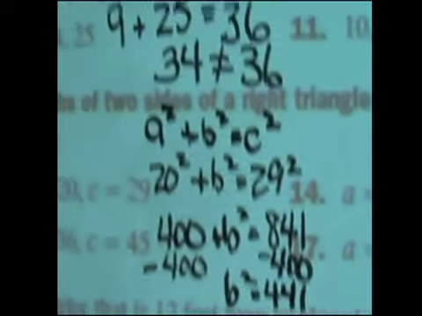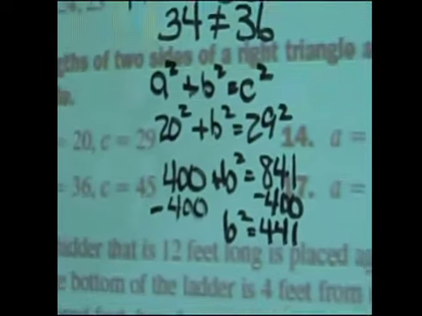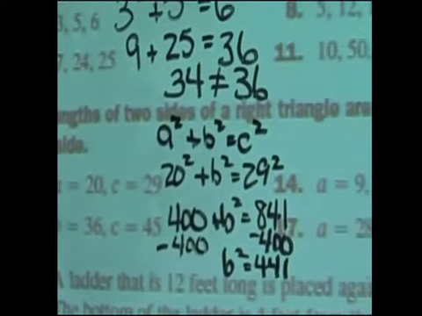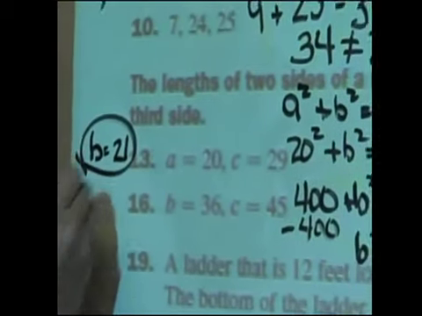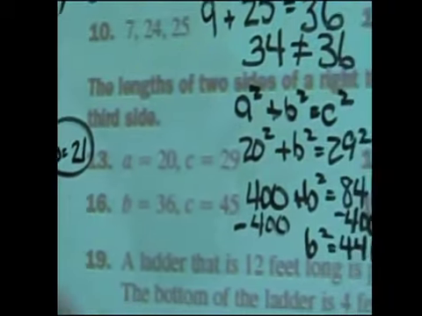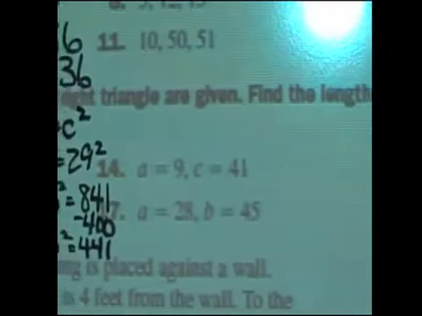When you hit the square root, what do you get? You get an answer of 21. So here on the side, you will write B equals 21. Circle your answer. And you will complete the same all the way through 18.